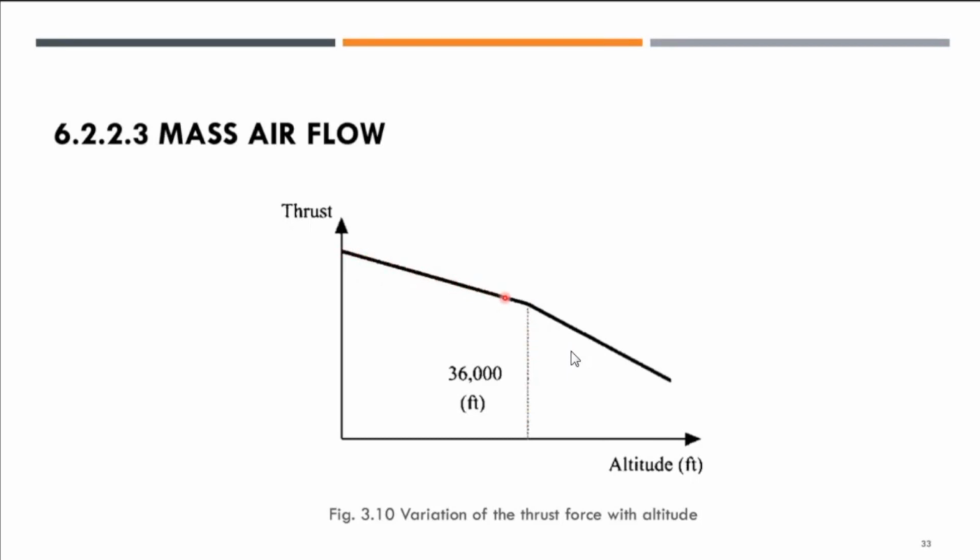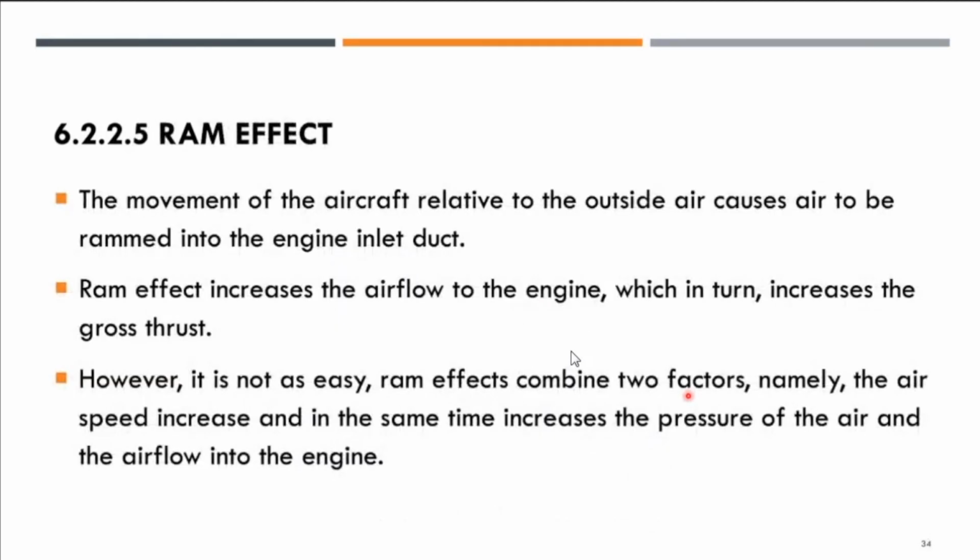Okay, but at 11,000 meters, it will decrease more rapidly, right? The next one is ram effect. The movement of aircraft relative to the outside air causes air to be rammed. Ram means that it is hitting the air molecules, hitting the engine inlet duct.